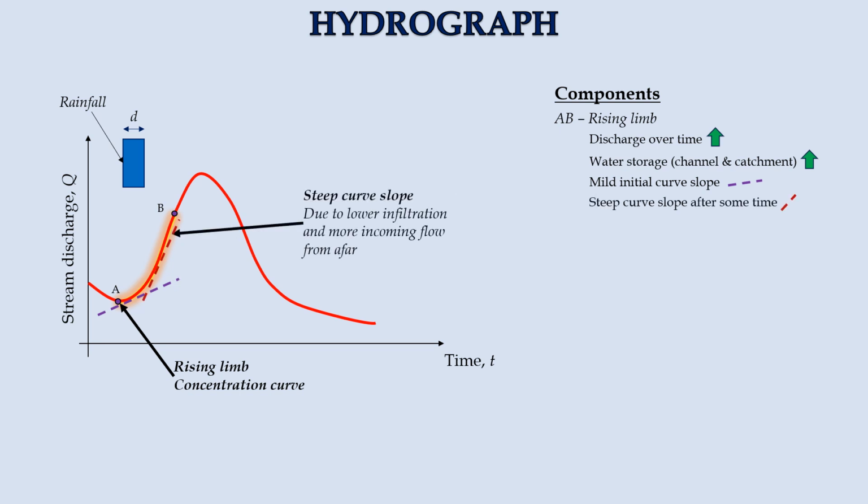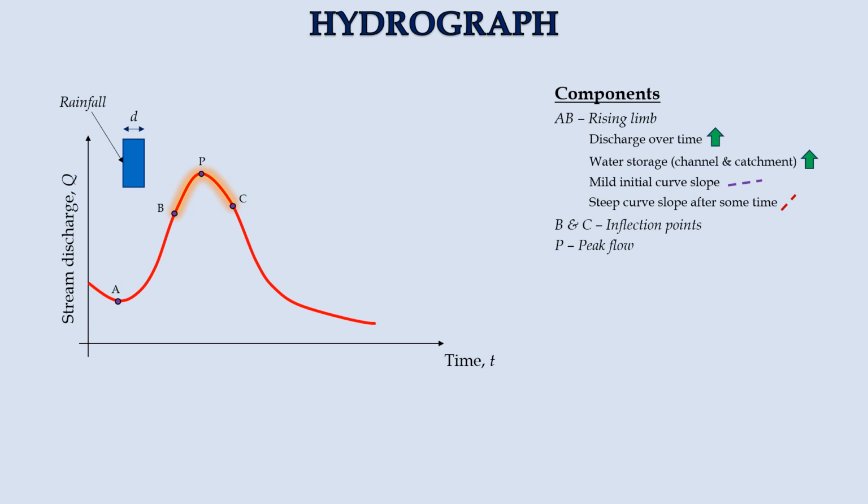As time passes, the infiltration rate decreases, while flow from distant points reaches the outlet. As a result, the discharge increases rapidly, and the curve slope becomes steeper. At some point, the increment in discharge starts to slow down, and we may reach an inflection point. Even so, flow through the stream is still increasing until it hits the peak. After that, stream flow reduces over time.